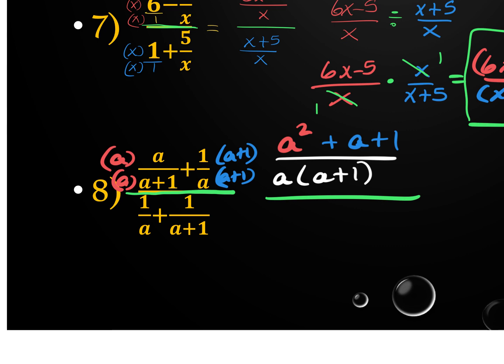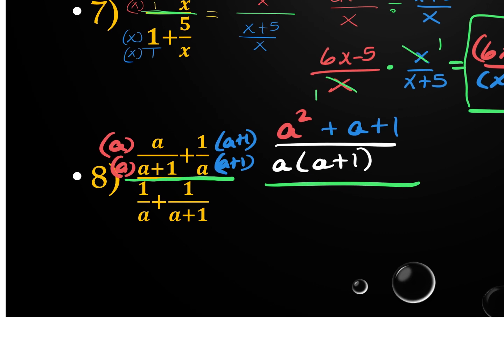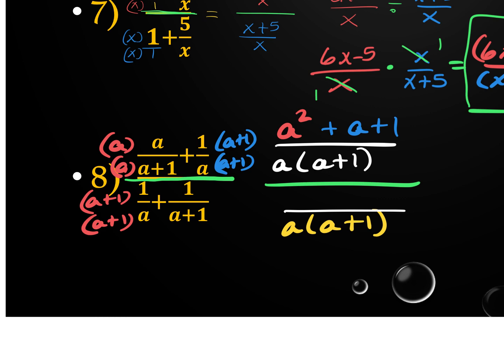Now I have to do the same thing to the denominator. And the denominator is going to have the same common denominator as that numerator. So here, my denominator of this is also going to be a times (a plus 1). So my first fraction here is missing the a plus 1. So 1 times a plus 1 is just a plus 1. And then the second fraction is missing the a.